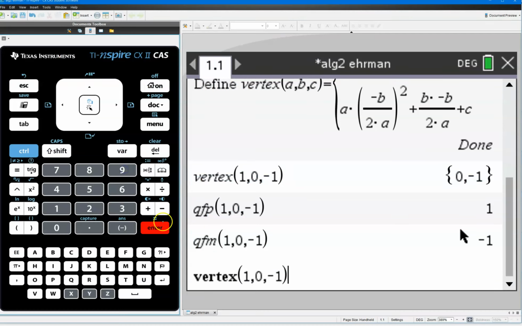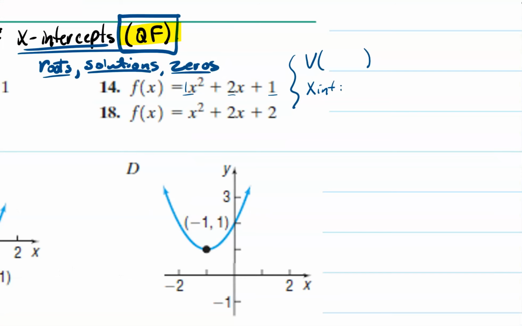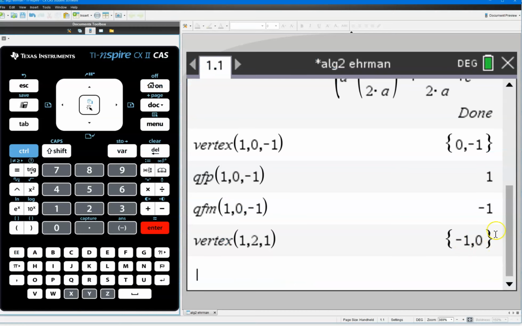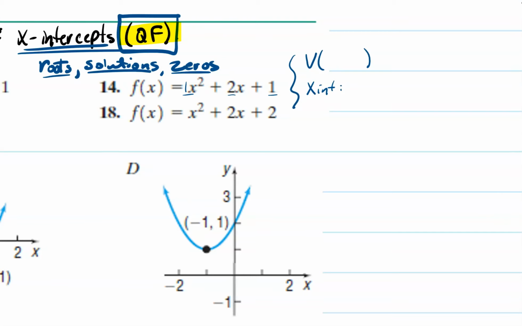I'm just going to copy and paste this here so I don't have to type it all over again. A value was 1, b value was 2, and our c value, I believe, was +1. Let me just double check that before I commit to that answer. Yep, 1, 2, and +1 again. So it looks like we have a vertex at the coordinate -1, 0.